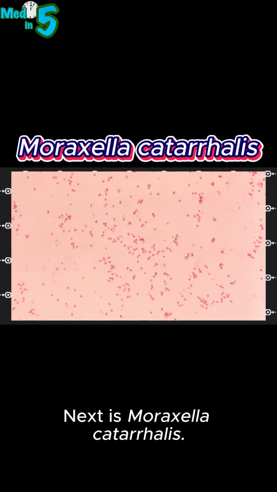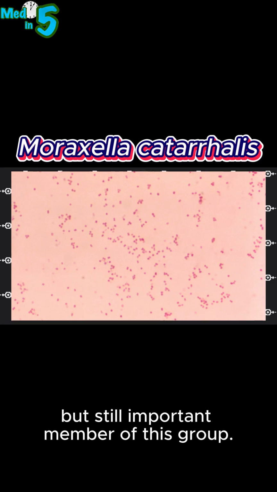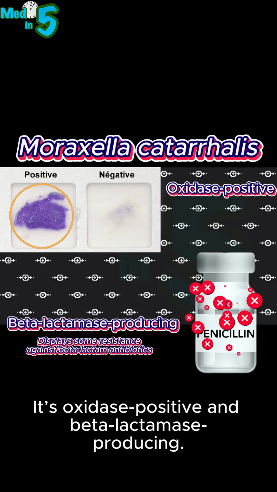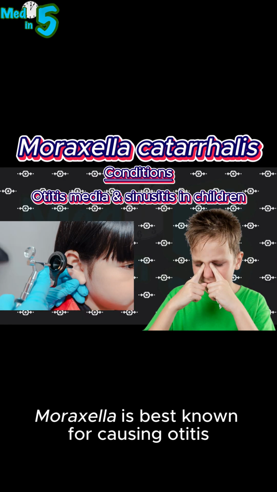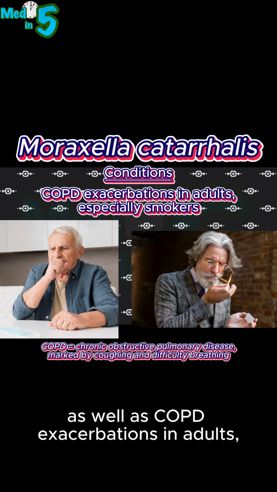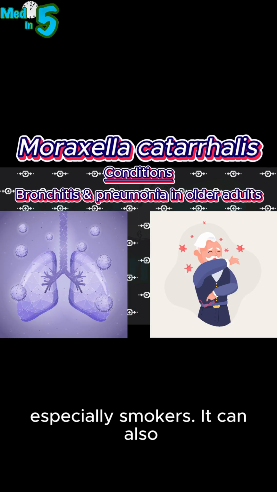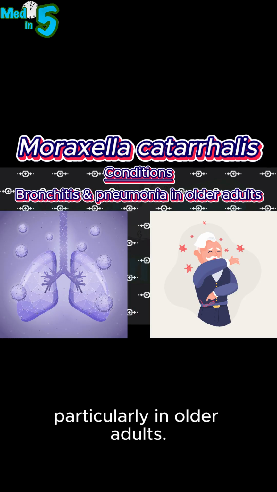Next is Moraxella catarrhalis. It's a less famous, but still important member of this group. It's oxidase positive and beta-lactamase producing. It inhabits the respiratory tract. Moraxella is best known for causing otitis media and sinusitis in children, as well as COPD exacerbations in adults, especially smokers. It can also cause bronchitis and pneumonia, particularly in older adults.